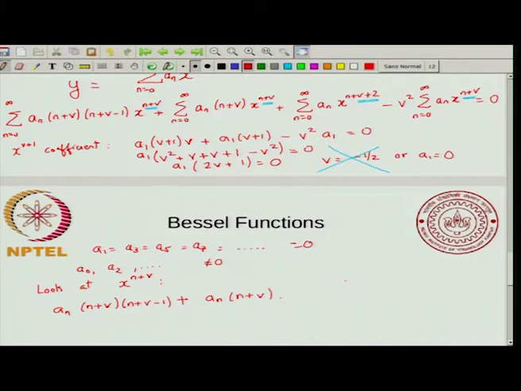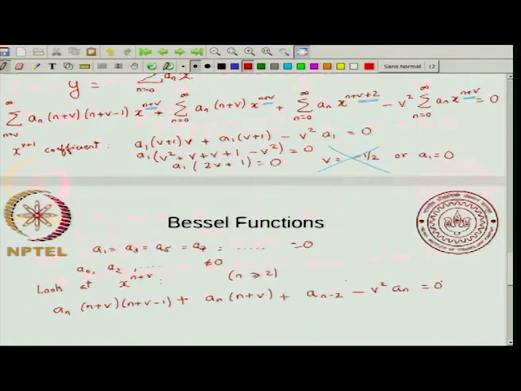From the second term you will get a_n times (n plus v). From the third term, where n is greater than or equal to 2, you will get a_{n-2}. That will be the coefficient of x raised to n plus v. If you want n plus v, then you have to have a_{n-2}, because n minus 2 plus v plus 2 is n plus v. And then you will have minus v squared a_n equal to 0.